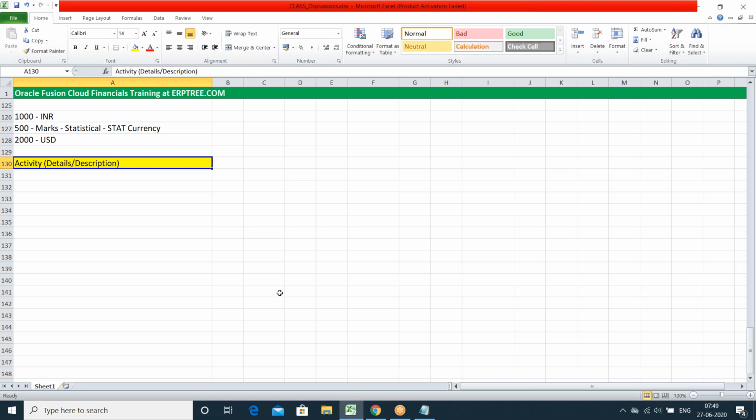As an individual, you don't need to write too much detail. In which currency I purchased this, for which company, which department — these are not applicable. So an individual can write the description simply: laptop I purchased, or stationery I purchased. That's enough. But from a company point of view, everything needs to be reported.